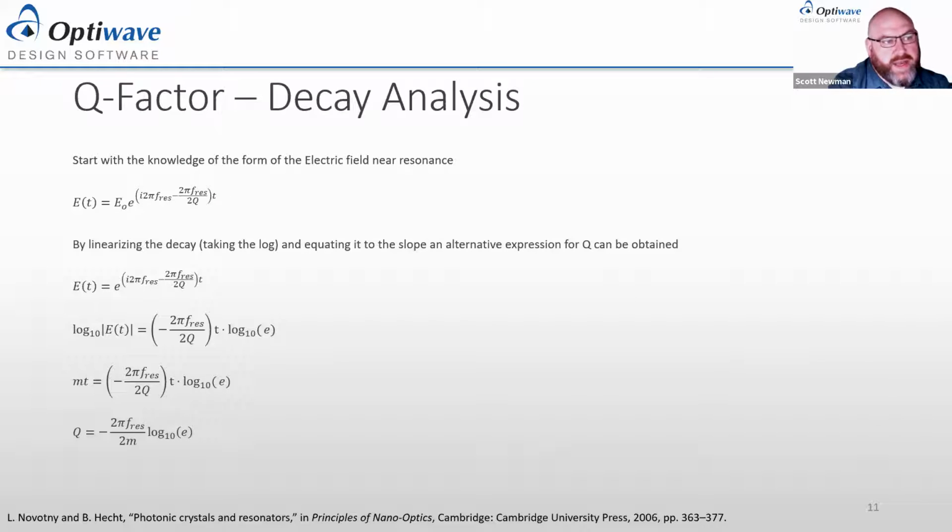So there is another way of calculating the Q factor, and I refer to it as decay analysis. This is based on the form the electric field takes near a resonance, as reported by Novotny and Hecht. So we see here the expression for the electric field. It's this exponential in terms of the resonant frequency and the Q factor. If we linearize that by taking the log, we can actually equate this to the slope of that log decay. And then we can rewrite the expression for Q in terms of resonant frequency and the slope of the decay. So we can do some post-processing on the time domain information, we can get the slope, and then we can just do this calculation. I'm going to show how to do it both ways: within the product and with external post-processing.